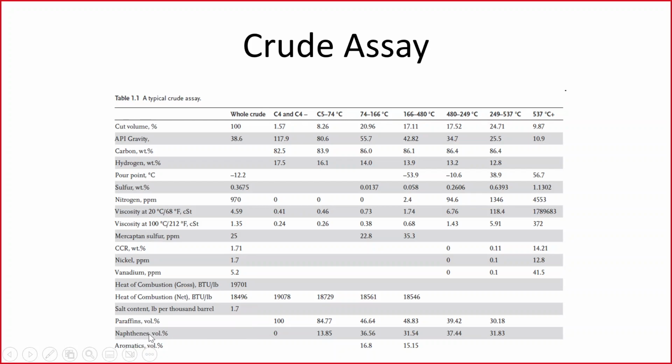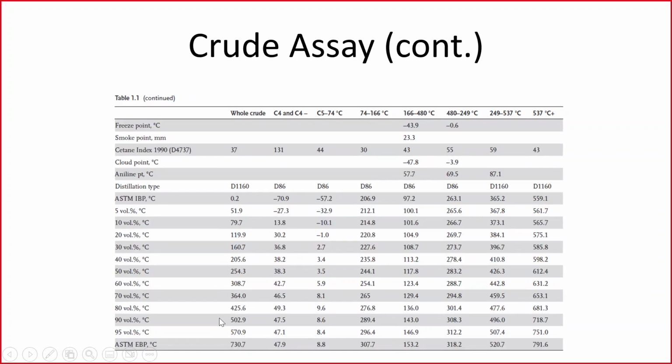it turns out that they cannot do the paraffin, naphthenics and aromatics analysis on this crude oil for some reason. And then they go more on the freeze point. There's nothing. Smoke point also not. Cetane index, somehow they can do it. And then they do this experiment. This is the standard, D1160.